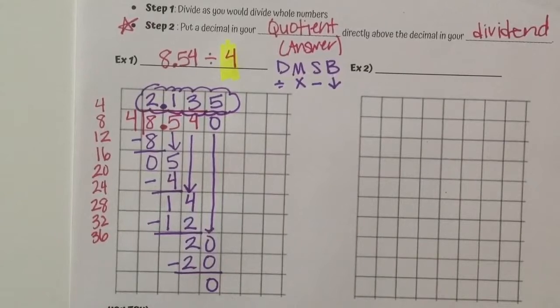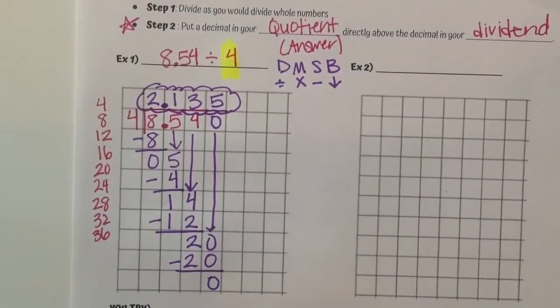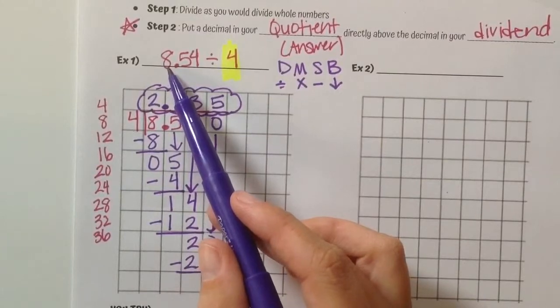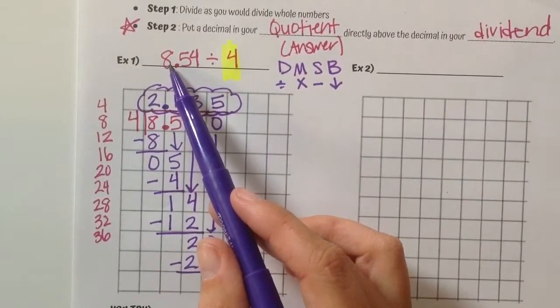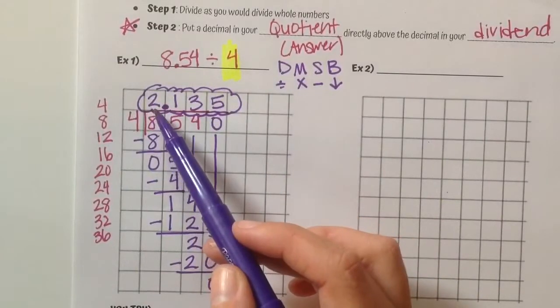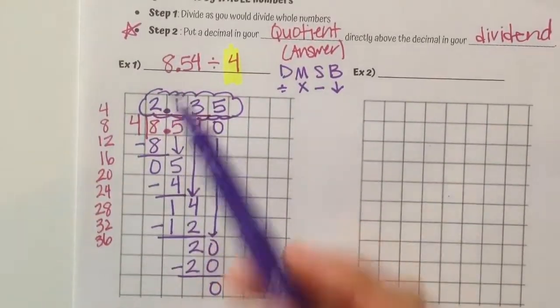So you should always look back and think about if your answer makes sense. Sometimes it's a little bit harder in these instances, but if I look at this as a whole number, that's really close to the whole number 8. And 8 divided by 4 would give me something around 2. So it does make sense.